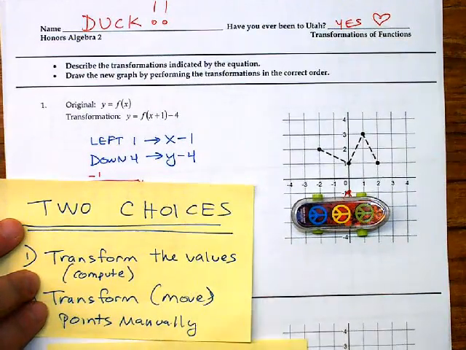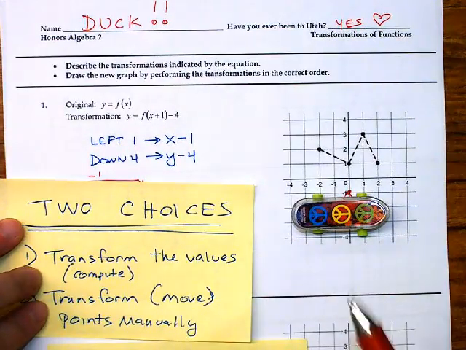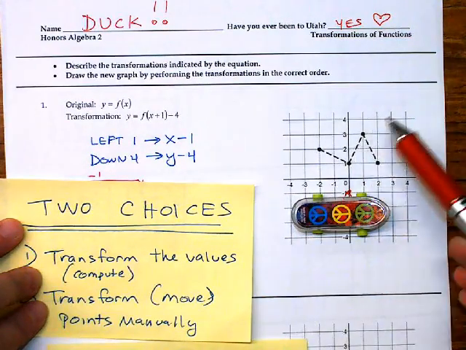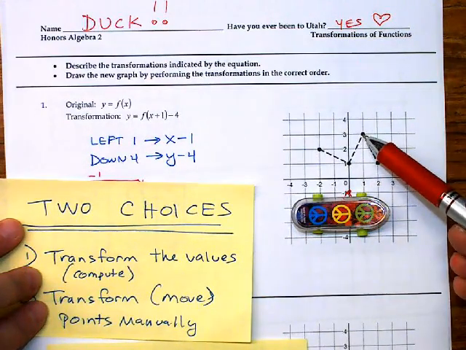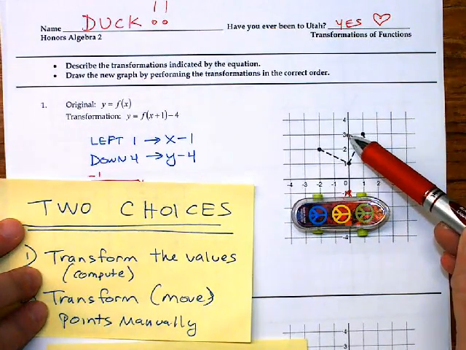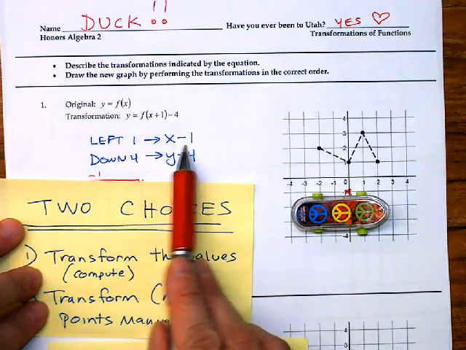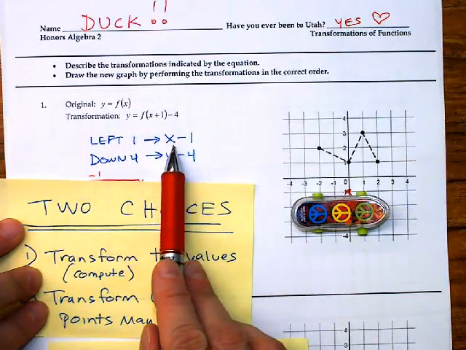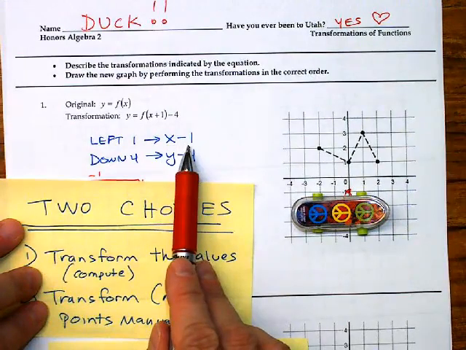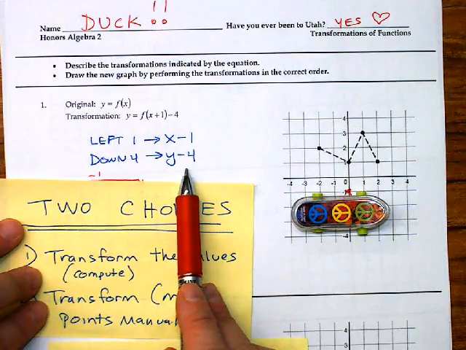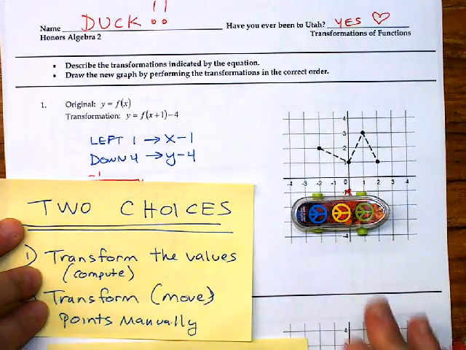But we will decode the plus 1 inside as a left 1 and the minus 4 outside as a down 4. Now, if you think of what happens to the values, if you move an x value left by 1, let's just take this x value here, this random point, its x value is 1. If we slide it left 1, we are decreasing it by 1. So to transform any x value to the left, you decrease it by 1. And to transform any y value down by 4, you subtract 4.